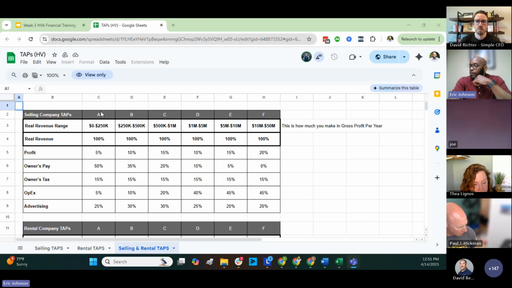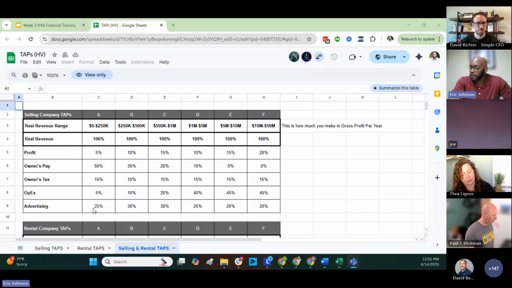When your revenue is lower, your profit is going to start at 5, and you're going to pay yourself more. Taxes is always going to stay at 15%, but your OPEX percentage is going to be lower. As your business makes more money, you'll notice that your OPEX percentage is going to increase. Your owner's pay is going to decrease, but your profit account is going to increase.